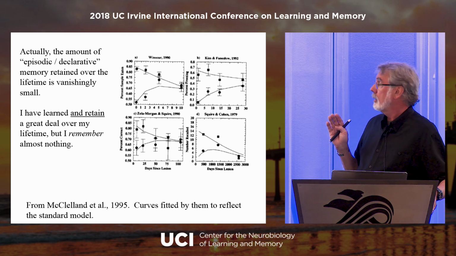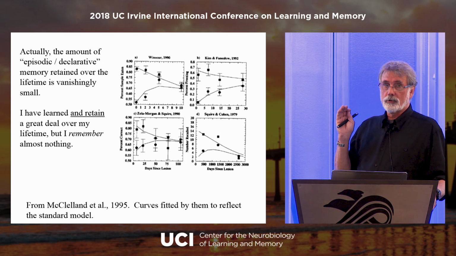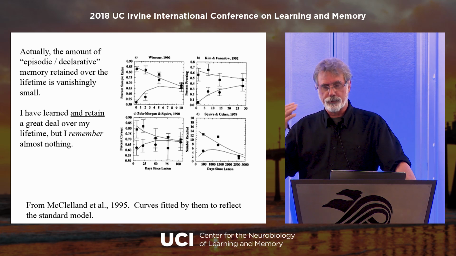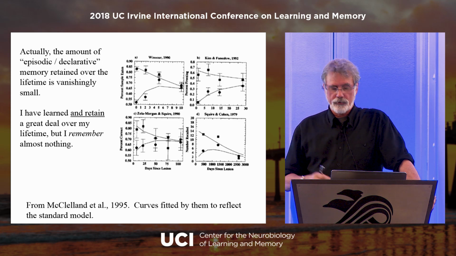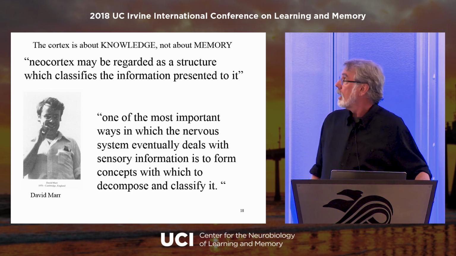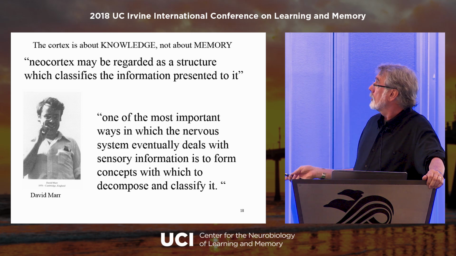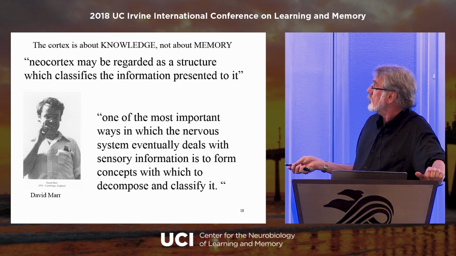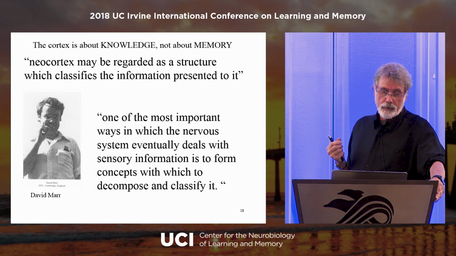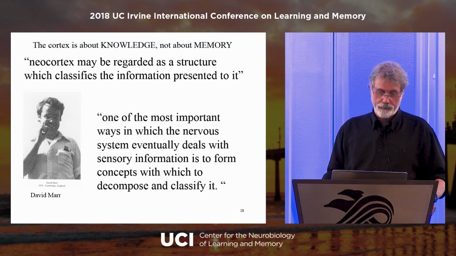What's left over, and what the brain is all about, is storing what psychologists call semantic memory or categorical memory, information about how the world works and how to predict the outcome of new events and our own actions. And again, this idea for me goes back to David Marr, who made models of the hippocampus and cortex in the early 70s, and about the neocortex, he said it may be regarded as a structure which classifies the information presented to it. One of the most important ways in which the nervous system eventually deals with sensory information is to form concepts with which to decompose and classify it.